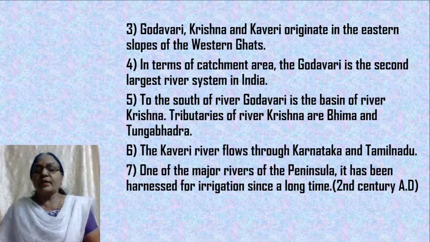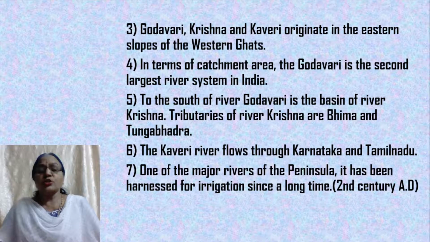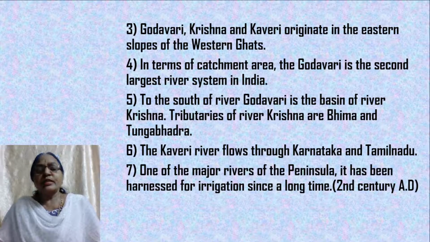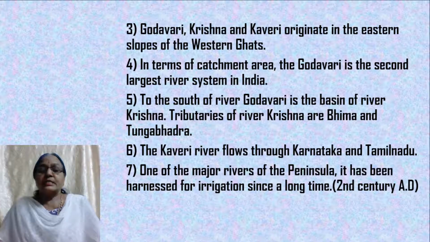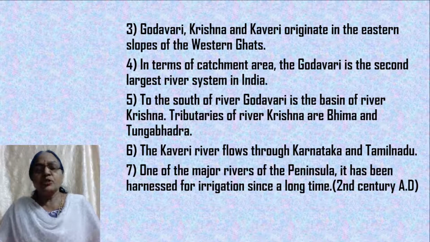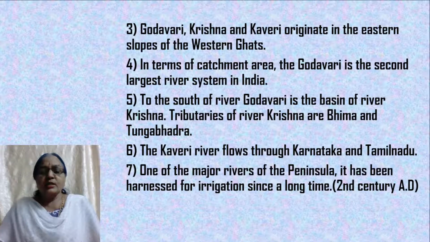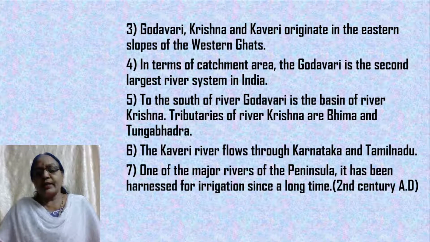Godavari, Krishna, and Kaveri originate in the eastern slopes of the Western Ghats. Now, in terms of catchment area, that is the area which is drained by a river, you find Godavari is the second largest river system in India. Then, towards the south of the Godavari River, we have the Krishna River. Important tributaries of the Krishna River are Bhima and Tungabhadra. The Kaveri river system flows through the states of Karnataka and Tamil Nadu.